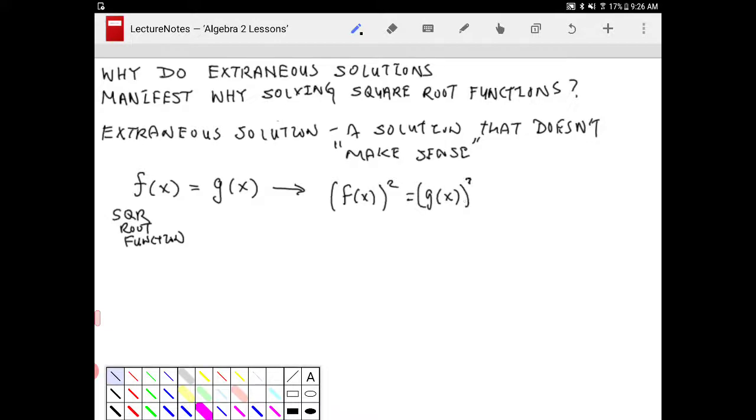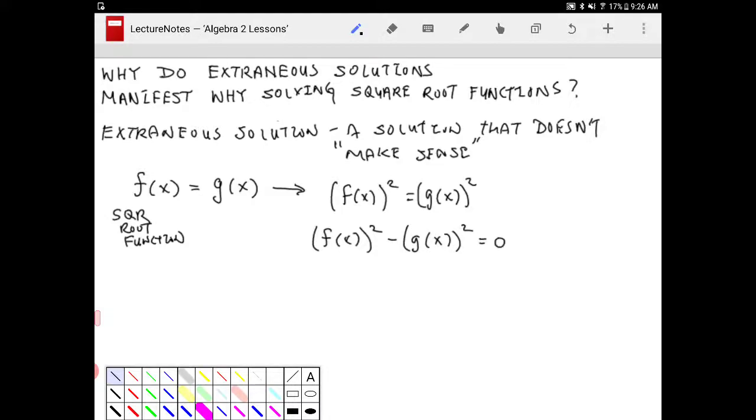And again, I'm speaking in very general terms here because at this point in your understanding of algebra, you should be able to follow what I'm about to do. If I square both sides, I end up with this quadratic looking thing, right? And I'm going to subtract both sides by g of x squared.